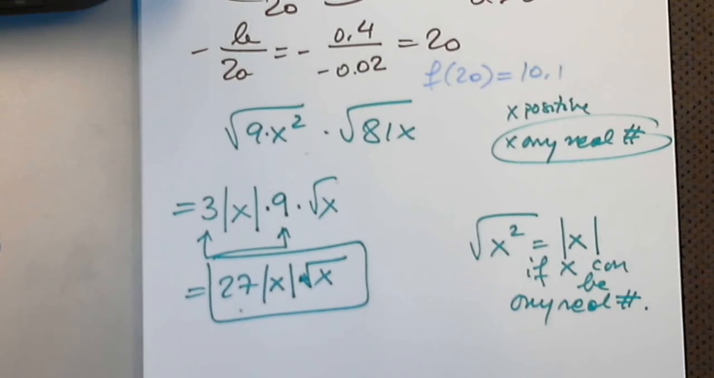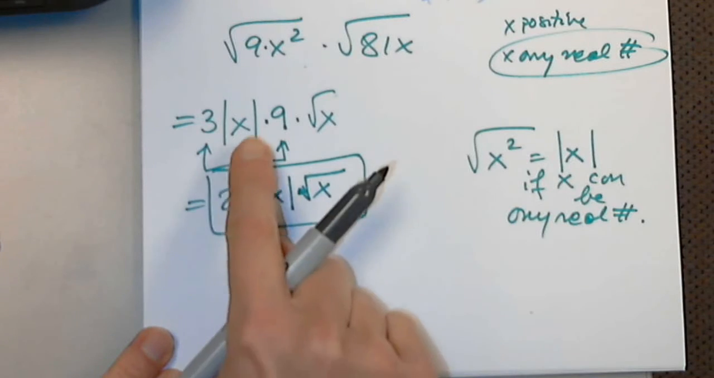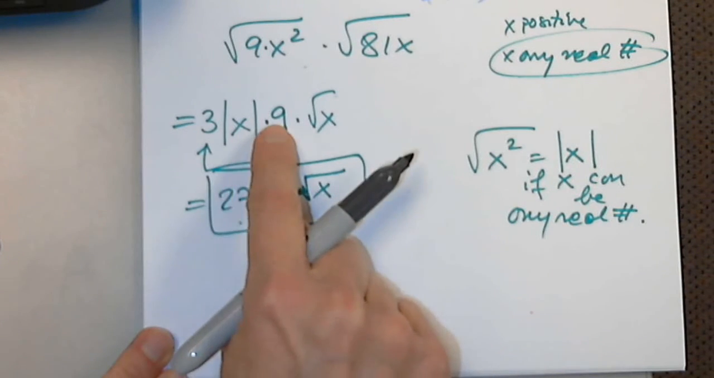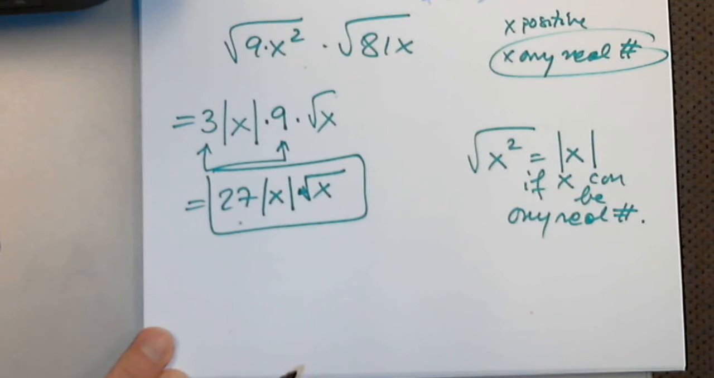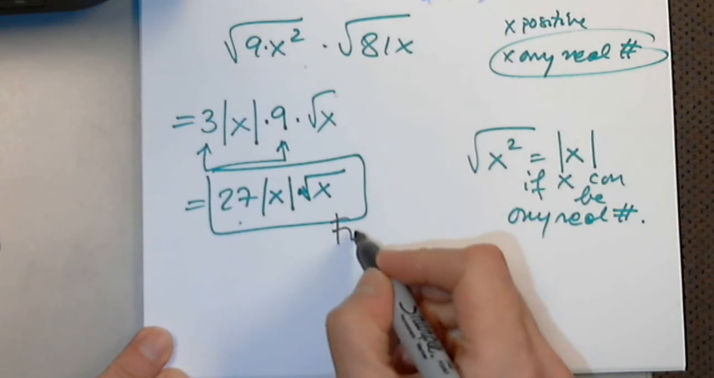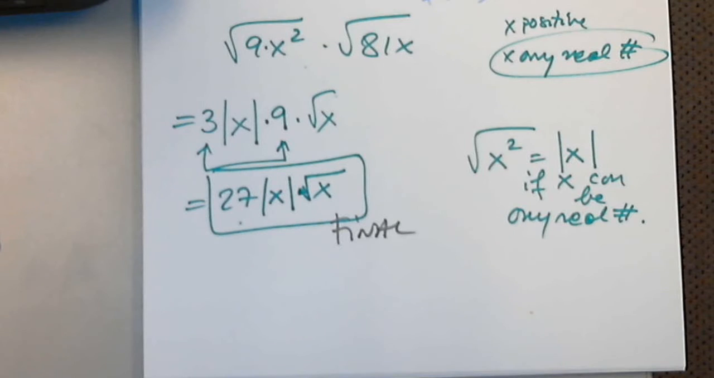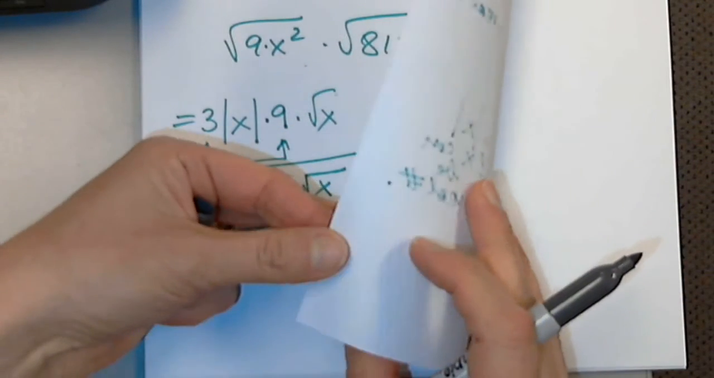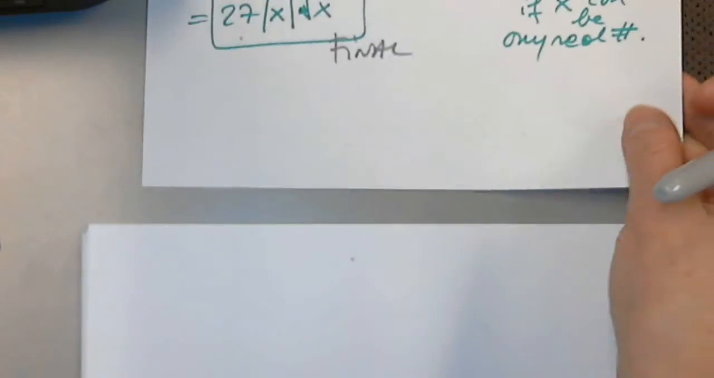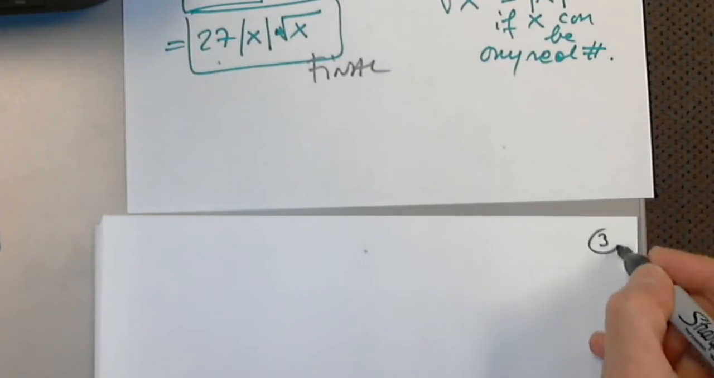Is that the answer right there? 27, the absolute value of x. I multiply 3 by 9. 27, the absolute value of x, and the square root of x. So that would be the answer. Final. There's nothing else I can do here. But again, if the problem says x is positive, then there is no need for the absolute value. So again, we can look at the end of the class and see what the problem is telling us.